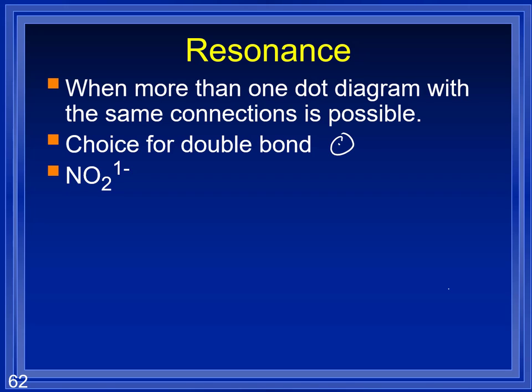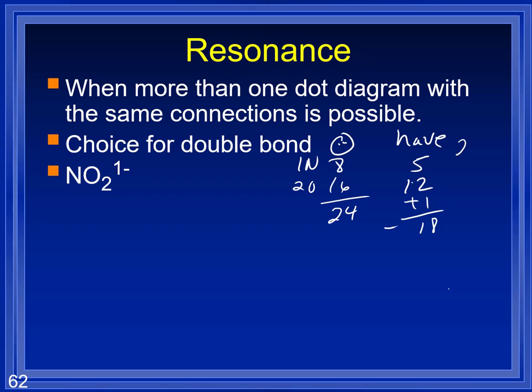Happy for one nitrogen is 8. For 2 oxygens is 16. So a happy number is 24. Have for one nitrogen is 5. For each oxygen is 6 times 2, that's 12. And then the negative 1 means I have to add another electron, because the way I get a negative charge is by taking an electron. And 5 plus 12 is 17, and 1 more is 18. 24 minus 18 equals 6, divided by 2 equals 3.